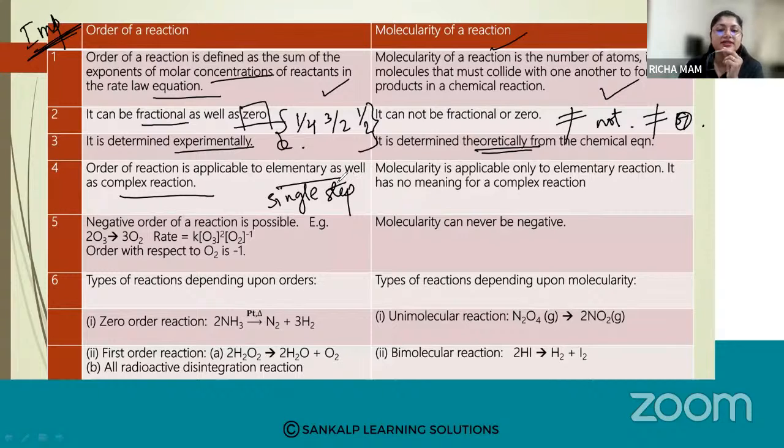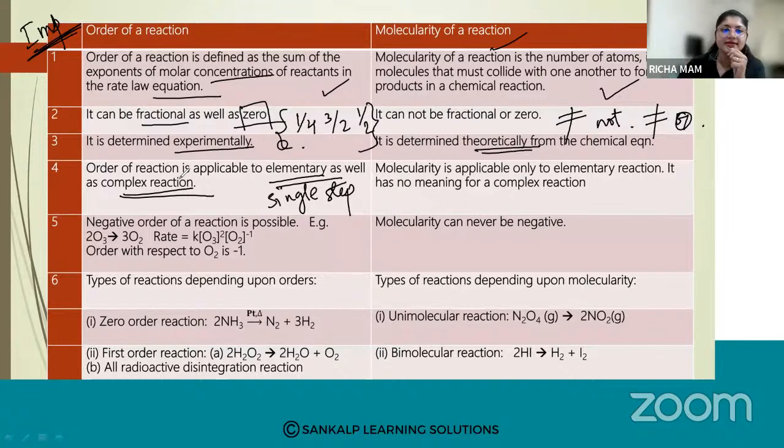Elementary means the reaction takes place in a single step. Okay. So when the reaction takes place in a single step, it is called an elementary reaction. And what do you mean by a complex reaction? When the reaction takes place in more than one step. Okay. So in a complex reaction, what happens? A mechanism takes place. We have seen this in the case of the SN1 mechanism.